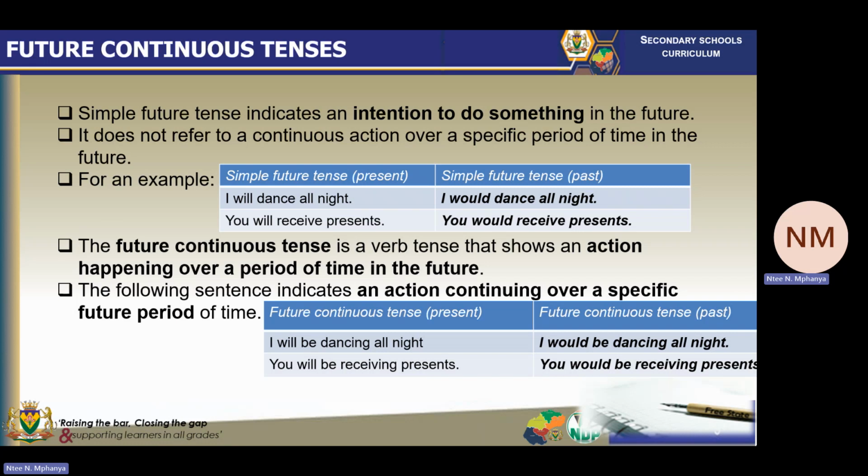For example, in present future continuous tense, the example will be, I will be dancing all night, while in the past future continuous tense, it will read, I would be dancing all night. Look at the changes that we effected. In present, we used will, while in past tense, we use would for these two examples that I put up on the presentation.